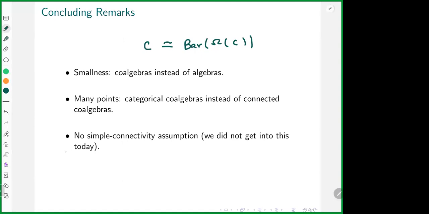And the last thing, which unfortunately I did not tell you about today, is that it has no simple connectivity assumptions. So the input, the space that we can consider, can have any fundamental group that you want. And this is going to work. This is related to the notion of equivalence that we use for the categorical coalgebras, and how it's a stronger notion than quasi-isomorphism, and it's able to tell apart the fundamental group.